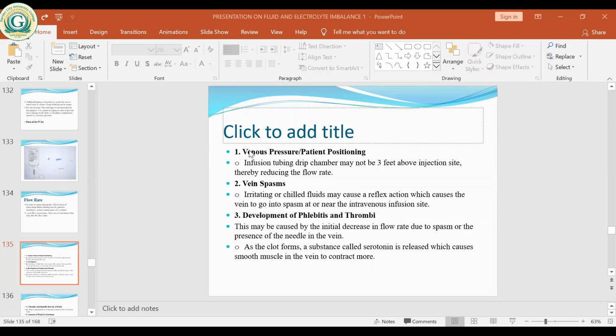Thrombophlebitis and phlebothrombosis. This may be caused by an initial decrease in flow rate due to spasms or the pressure of the needle in the vein. As the clot forms, a substance called serotonin is released, which causes smooth muscle in the vein to contract more and start causing inflammation.